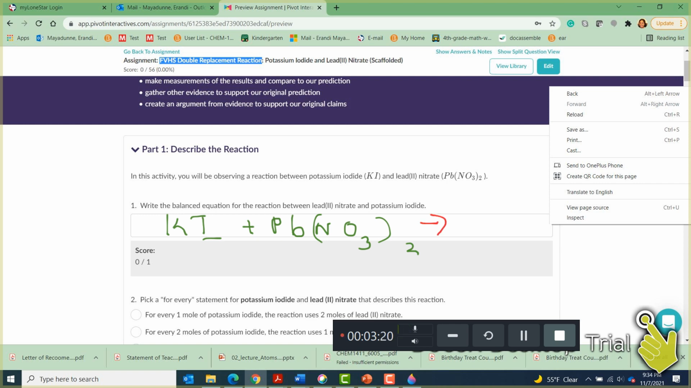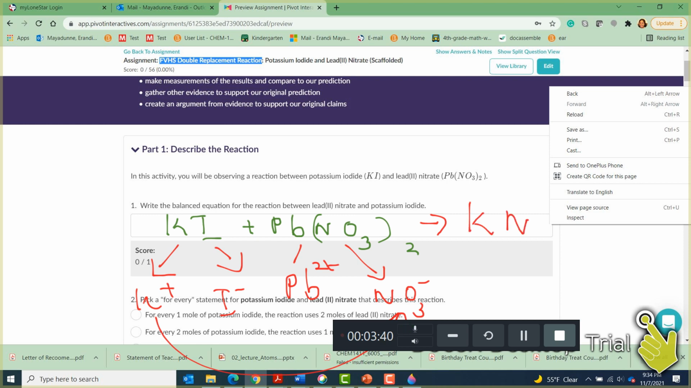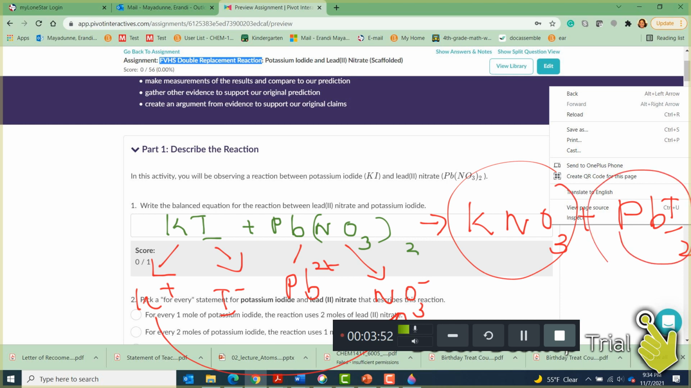So my trick is, potassium is the metal, iodide is the anion, K plus and iodide anion. Here, Pb2 plus and NO3 minus. So potassium always goes with NO3, so you get the products KNO3 plus PbI2. Potassium nitrate and lead iodide. This is the reaction. Once you write the reaction, you can't stop, you have to balance the reaction.